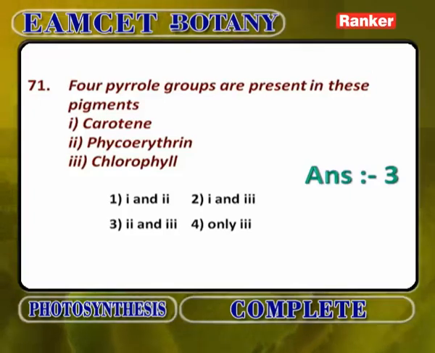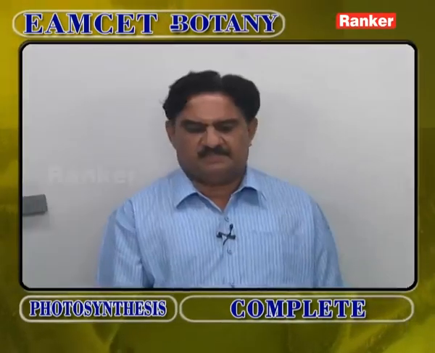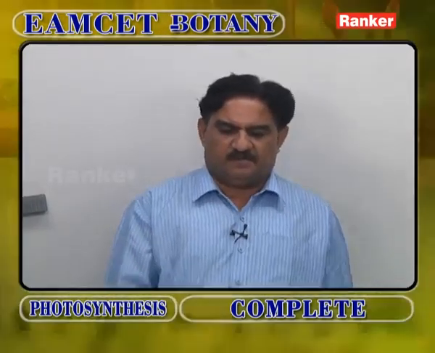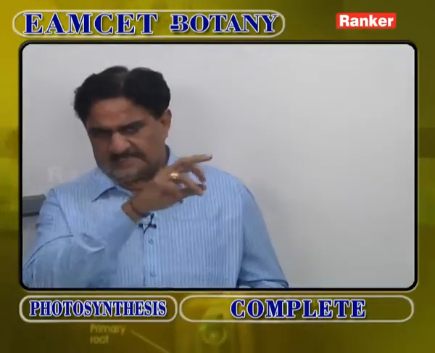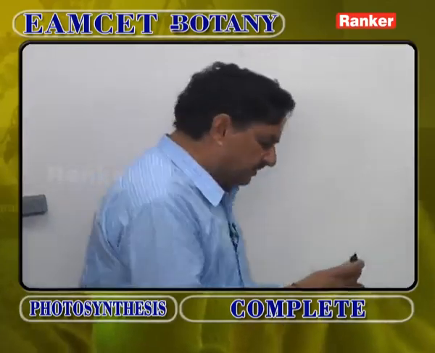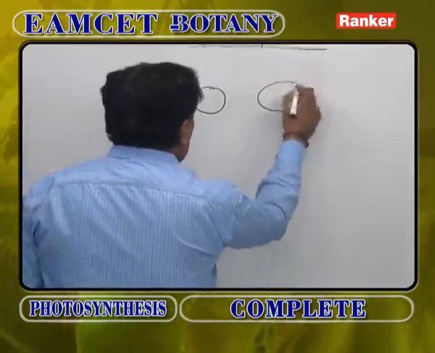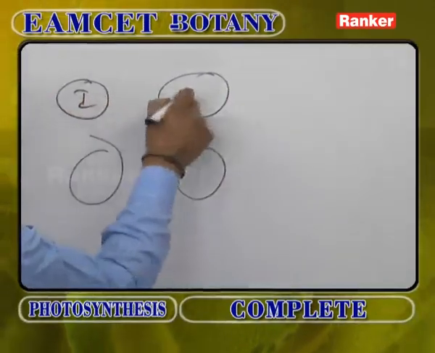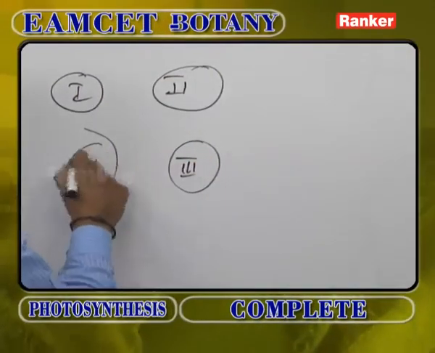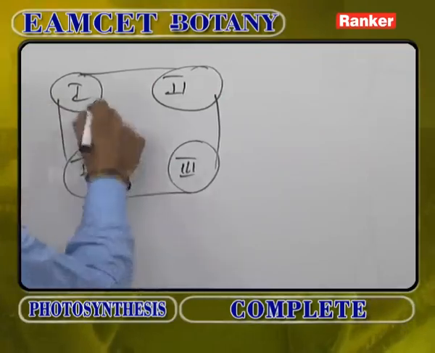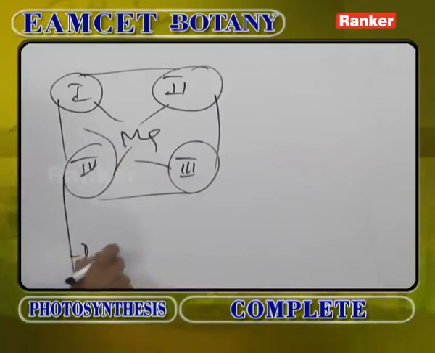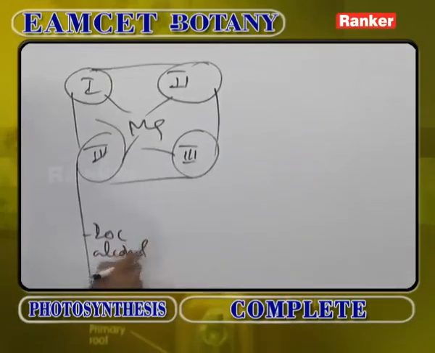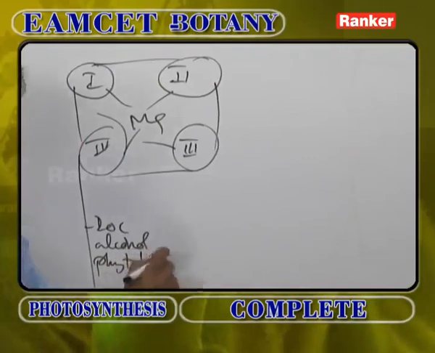4 pyrrole rings are present in these pigments, which means carotenes do not show any pyrrole rings. Phycoerythrin is a phycobilin. Pyrrole rings are present but they are straightened. They are not formed in the form of a group. Whereas in chlorophyll, 4 pyrrole rings are connected, 1, 2, 3, 4, and at the center they show a magnesium, and to the 4th pyrrole ring a 20 carbon alcohol chain, the phytol tail, is attached.